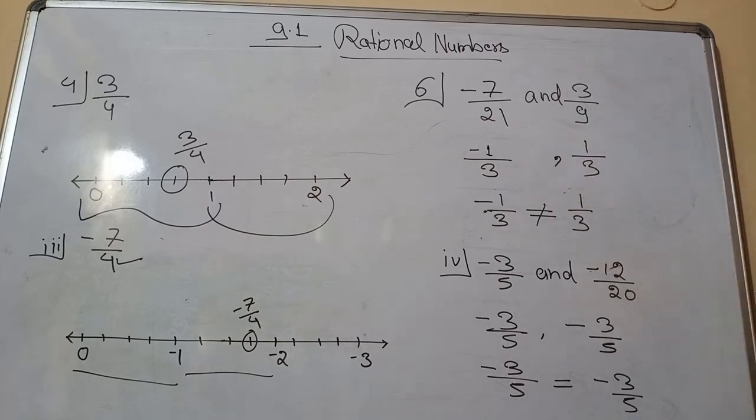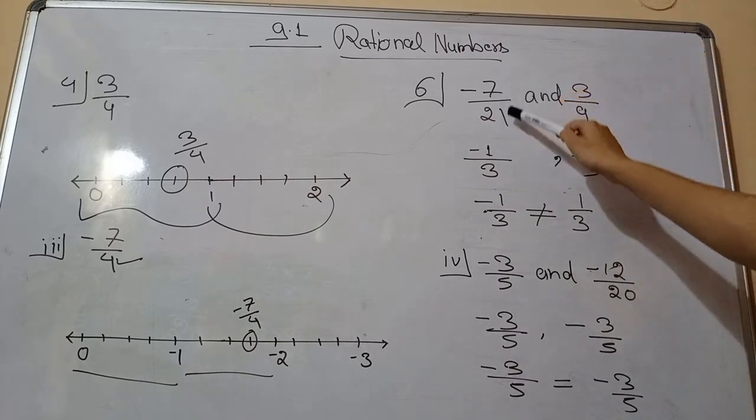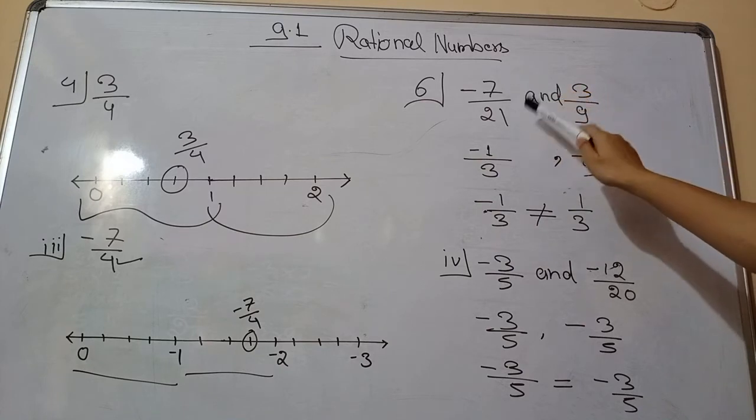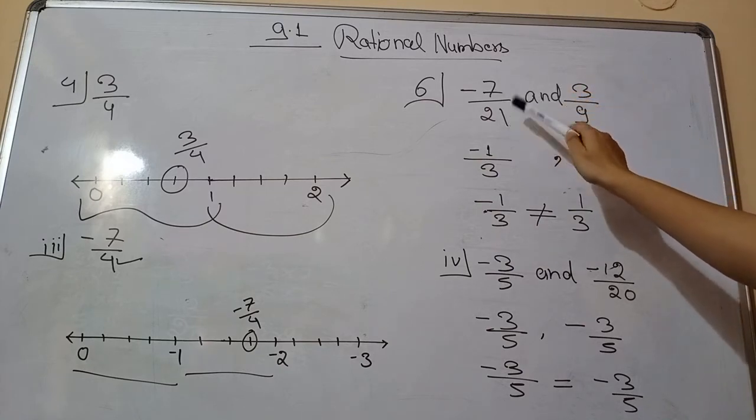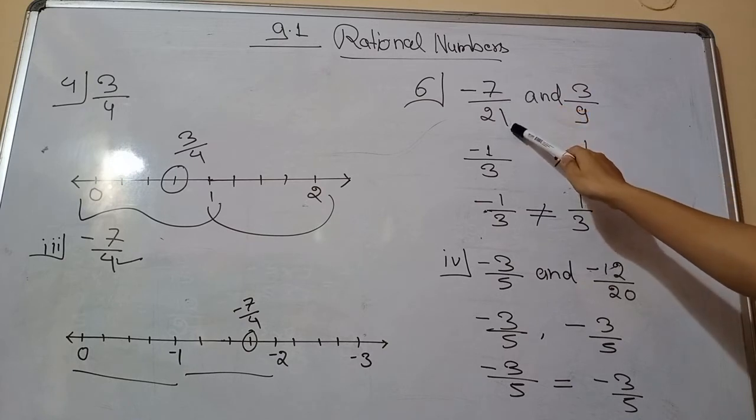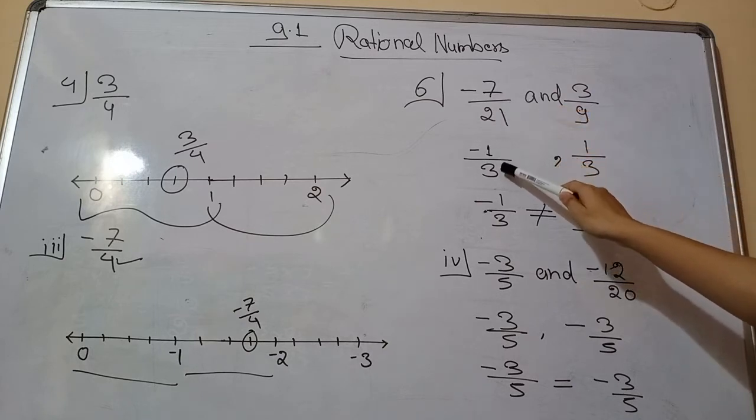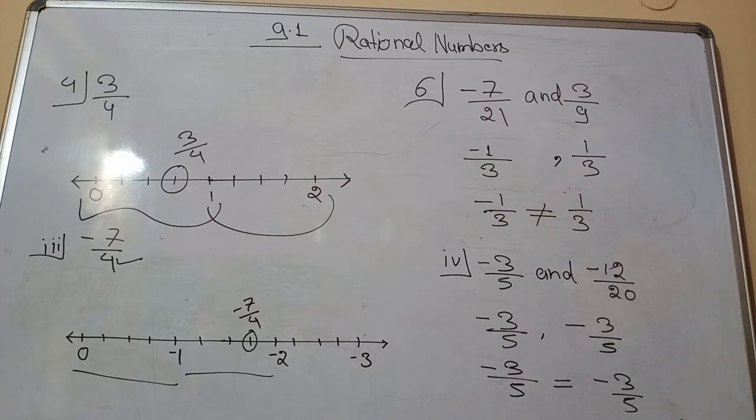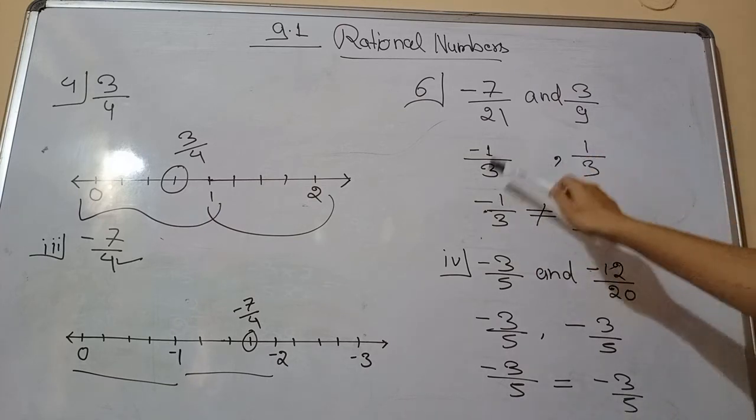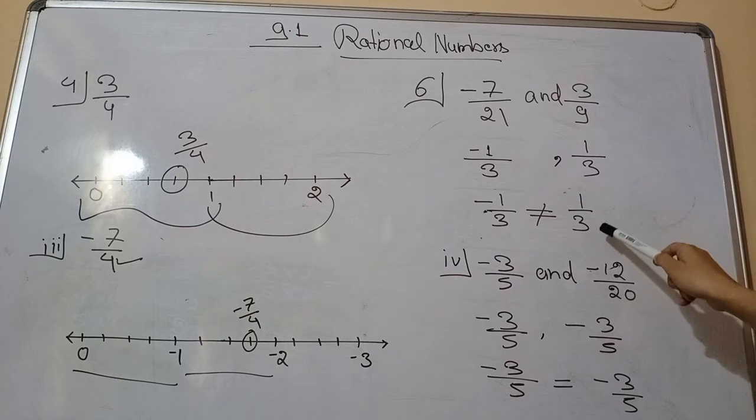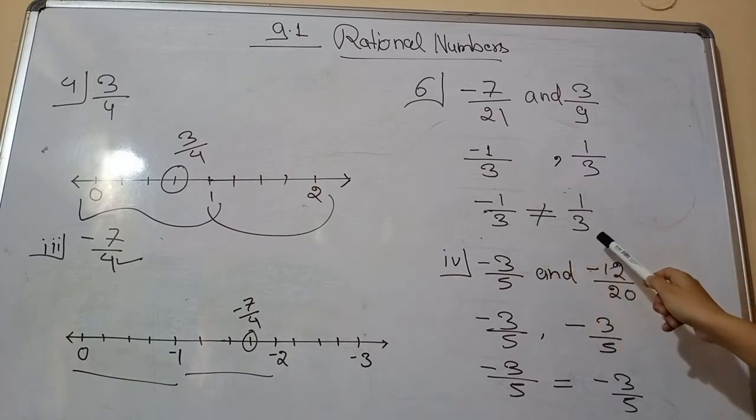And the second method is, see, first see the numerator and denominator. If these both come in the same table, like 7 and 21 both come in the table of 7. 7 ones are 7, 7 threes are 21. So see, 7 ones are 7, 7 threes are 21 after cancelling. Okay. 3 and 9 also come in the table of 3. So 3 ones are 3, 3 threes are 9. Now here you can see 1 by 3, 1 by 3. But this is negative 1 by 3 and this is positive 1 by 3. So these two rational numbers are not equal to each other.